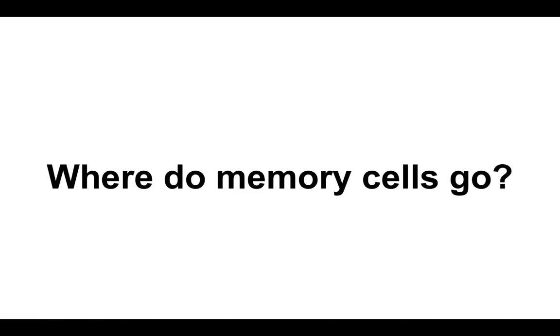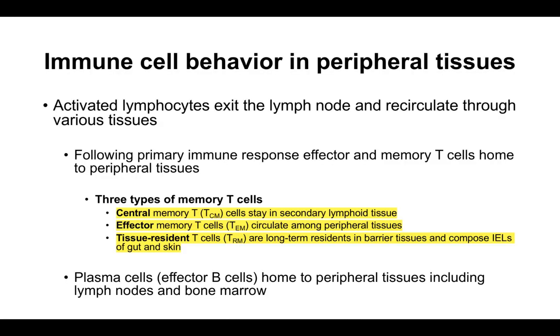Where do memory cells go? Depending on the memory cell location, we tend to give it a different name. It's a central memory cell if it stays in the secondary lymphoid tissues. It's an effector memory cell if it circulates throughout tissues in the periphery. And if it's a resident of a tissue, we tend to call it a TRM, a long-term resident of a given area.